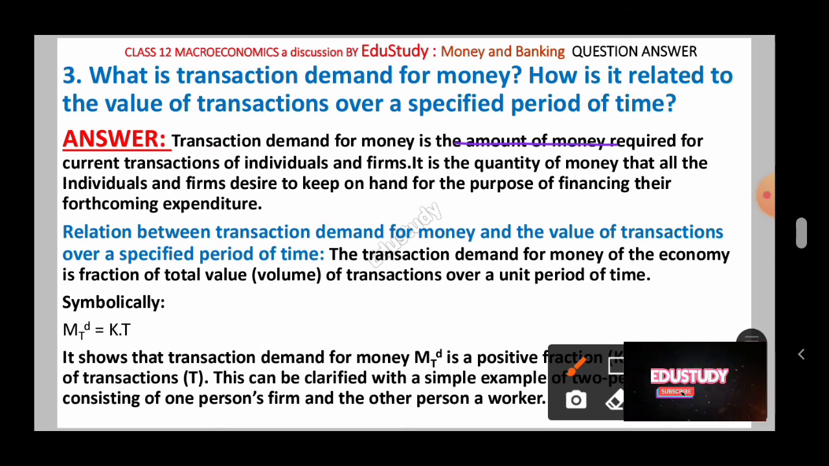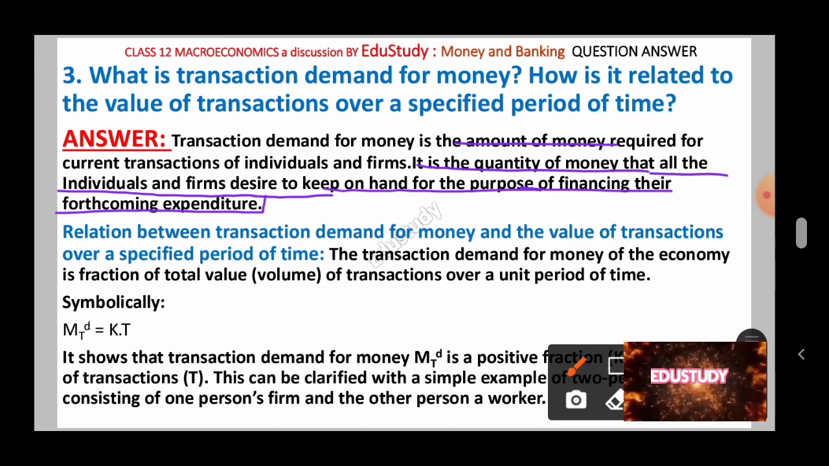That means you have to do some kind of transaction. Suppose you are an individual or a firm, then you have to perform some transactions in a period of time. In that period of time you require some amount of money, and that total amount which you require in a given period of time is the transaction demand for money. It is the quantity of money that all the individuals and firms desire to keep on hand for the purpose of financing their forthcoming expenditure. They want to keep this amount of money on their hand for what purpose?